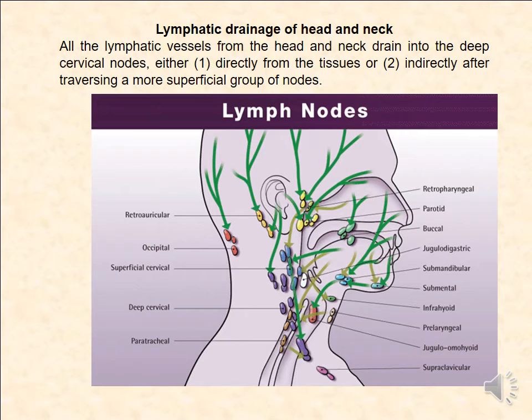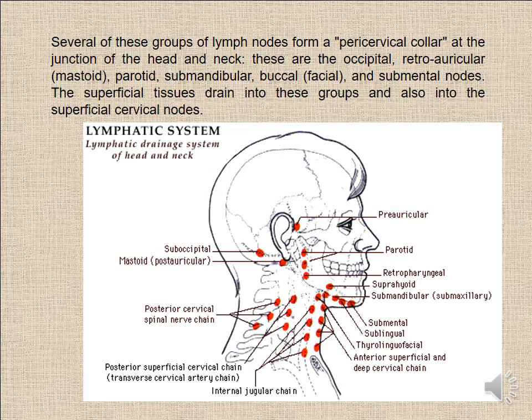The lymphatic drainage of the head and neck. All lymphatic vessels from the head and neck drain into the deep cervical nodes, either directly from the tissue or indirectly after traversing a more superficial group of nodes. Several of this group of lymph nodes form a pericervical collar at the junction of head and neck. These are the occipital, retroauricular, mastoid, parotid, submandibular, buccal or facial, and submental nodes. The superficial tissues drain into this group and also into the superficial cervical nodes.